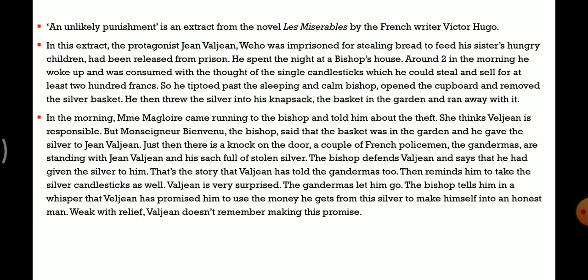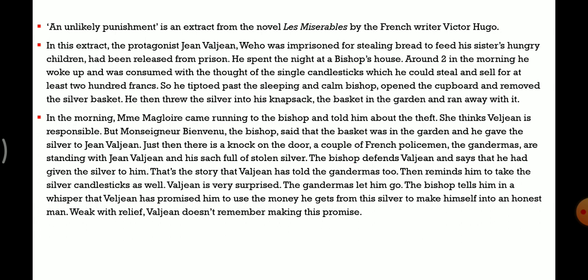So he tiptoed past the sleeping and calm bishop, opened the cupboard, and removed the silver basket. He then threw the silver into his knapsack, the basket in the garden, and ran with it. In the morning, Madame Magloire came running to the bishop and told him about the theft. She thinks Valjean is responsible. But Monseigneur Bienvenu, the bishop, said that the basket was in the garden and he gave the silver to Jean Valjean. Just then there is a knock on the door.